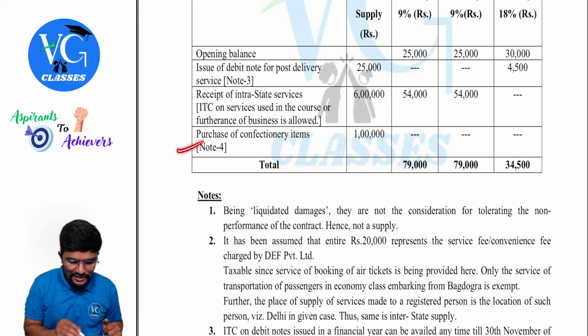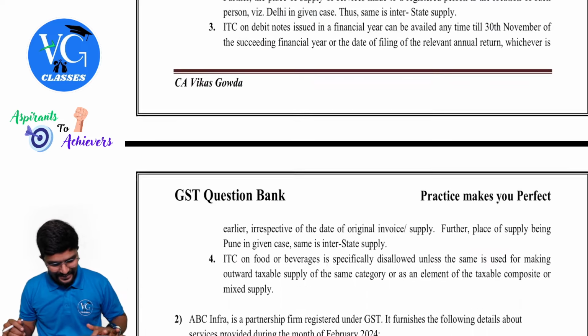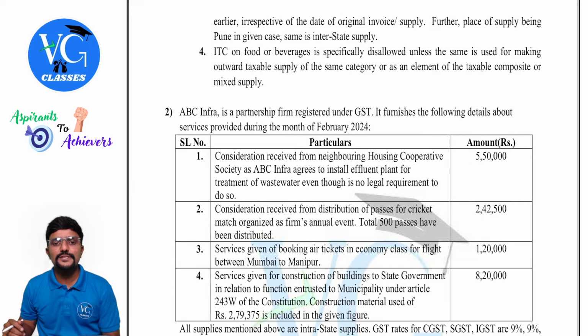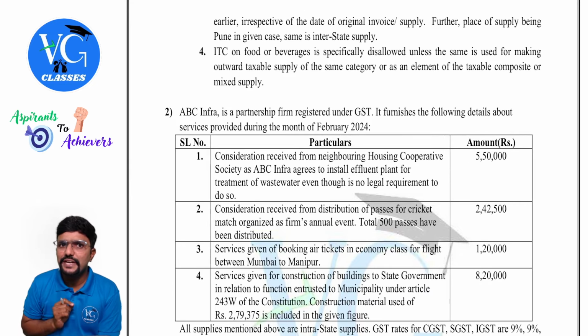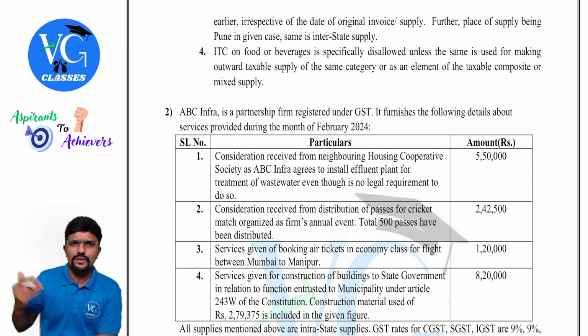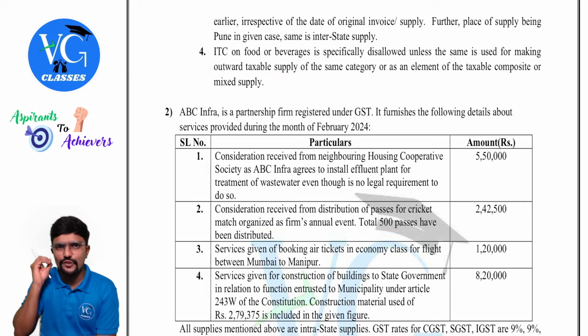Then purchase of confectionery items. Can we claim the credit, sir? No, you cannot claim the credit. What is the reason? ITC on food or beverages is specifically disallowed under section 17 subsection 5, guys, block, unless the same is used for making outward taxable supply of the same category or as an element of taxable composite or mixed supply. You can also mention the section. It is blocked under section 17 subsection 5, guys.